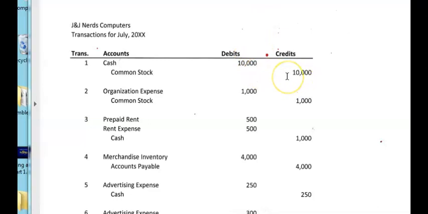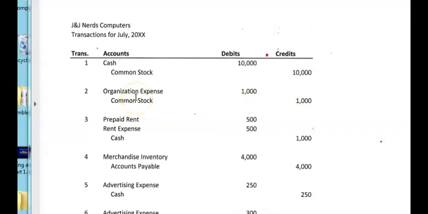Number 1, the owners put $10,000 in the business. Cash goes up, common stock goes up. Now remember, looking at your list of debits and credits, asset is what? A debit increase, liabilities and capital credits increase. So we're still in balance. Cash went up, an asset, $10,000, common stock, owner's equity went up, credit $10,000.